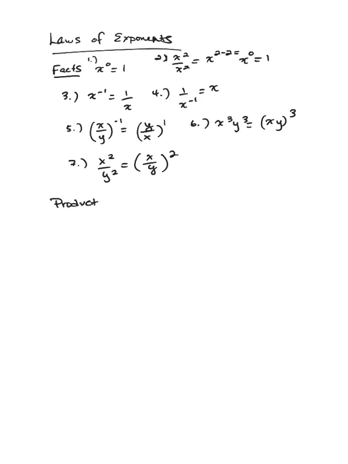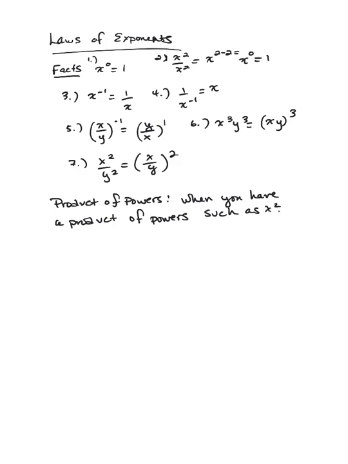Just to remind you, there's something called product of powers. That's when you have a product of powers, okay, such as x squared times x to the third, okay, you multiply the coefficients. We'll talk about what a coefficient is in a second in case you forgot. And add the powers for your like bases.